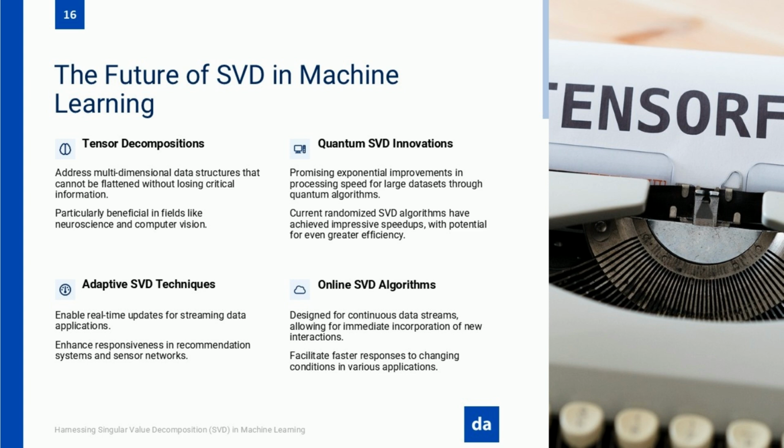Beyond algorithmic advances, SVD is being integrated with emerging computing paradigms like federated learning and edge computing. As data privacy concerns grow and regulations tighten, federated learning, which trains models across multiple devices while keeping data local, is becoming increasingly important. SVD plays a crucial role in this distributed environment by reducing the dimensionality of data that needs to be shared between devices, preserving privacy while maintaining model quality.